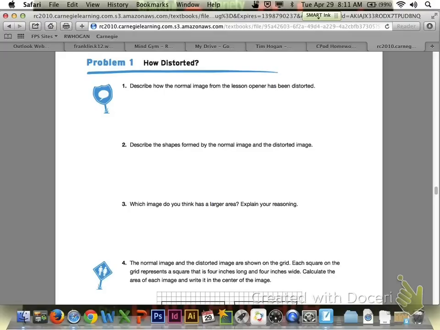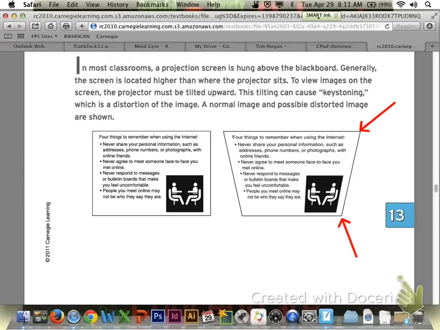If you turn to page 864, problem number 1 asks us how distorted. So you're going to refer back to the two pictures on the previous page in the lesson introduction. What I want you to do to get started is answer questions 1 through 3. I'm going to go back to the images on the previous page so it's easy to understand the answers that you should have come up with.